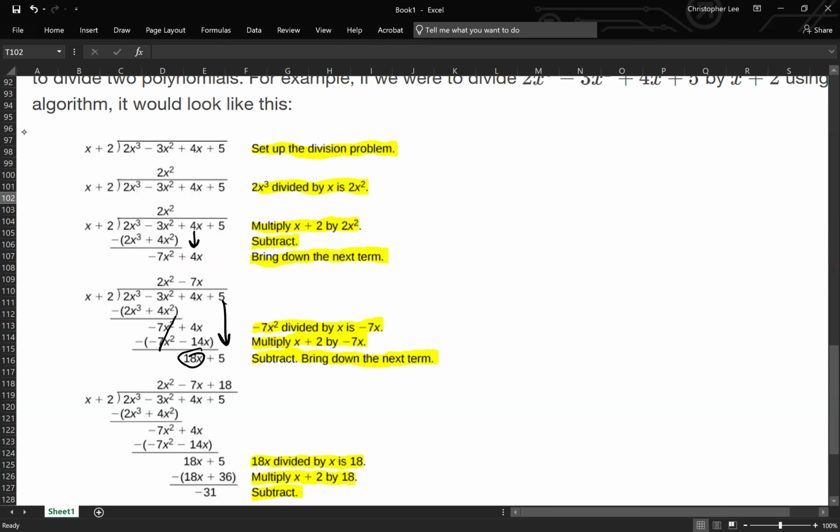Bring down the last number, that 5. Now, x goes into 18x positive 18 times. So 18 times x gives me my 18x right here. And then 18 times 2, that's my 36 right here. Subtract. You already know 18x minus 18x, that's gone. 5 minus 36 is negative 31.